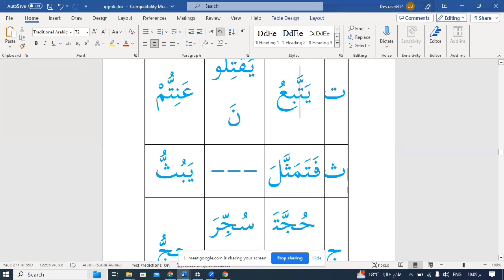Let's try to pronounce ta in this word for more explanation. If you remember what I said about the sound of ta with a sukoon sign, did you hear it now? Did you hear the sound? But this word doesn't have a sukoon. Am I right? Why do I pronounce it?